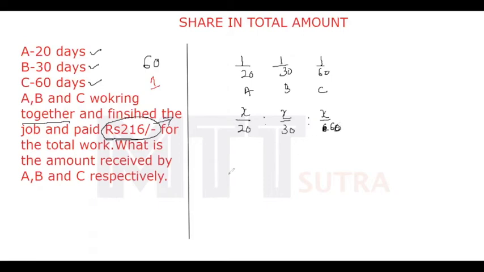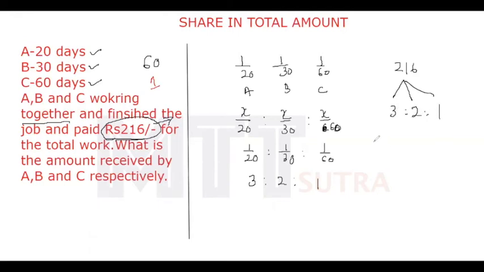This comes down to 1 by 20, 1 by 30, 1 by 60. And if you simplify this ratio, you will get 3:2:1. So the thing is the same right now. 216 we have to divide into 3 parts.